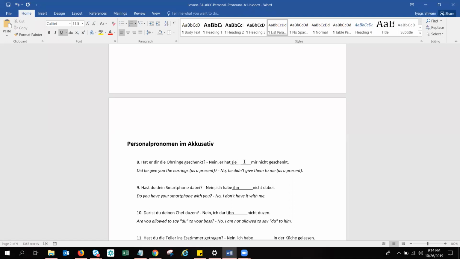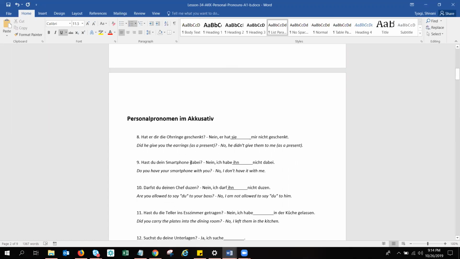Next is: Hast du die Teller ins Esszimmer getragen? Did you carry the plates into the dining room? Esszimmer is dining room, Teller is plates, getragen is carry. Nein, ich habe sie in der Küche gelassen. No, I left them in the kitchen. Küche is kitchen. Here we have to check what "them" is. Them is for the plates. So the article for the plates is die. It is plural, so for die we write sie in accusative. Clear? Yes, ma'am.